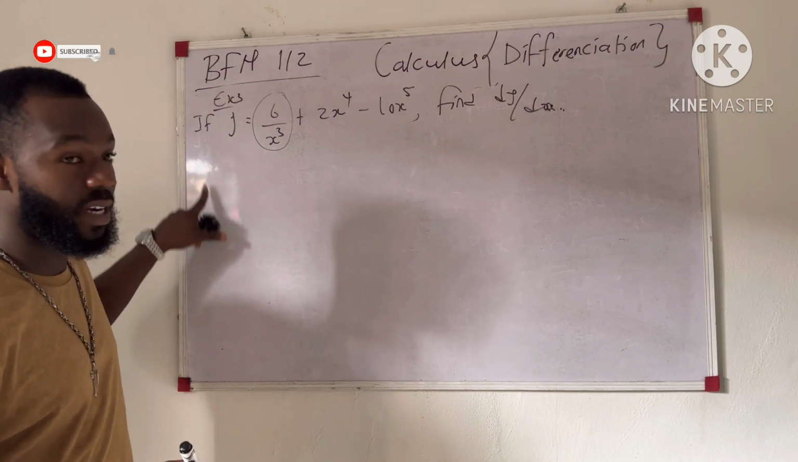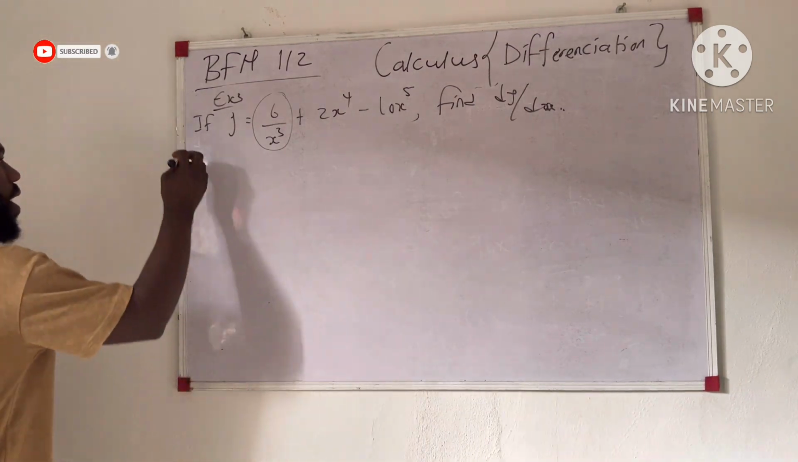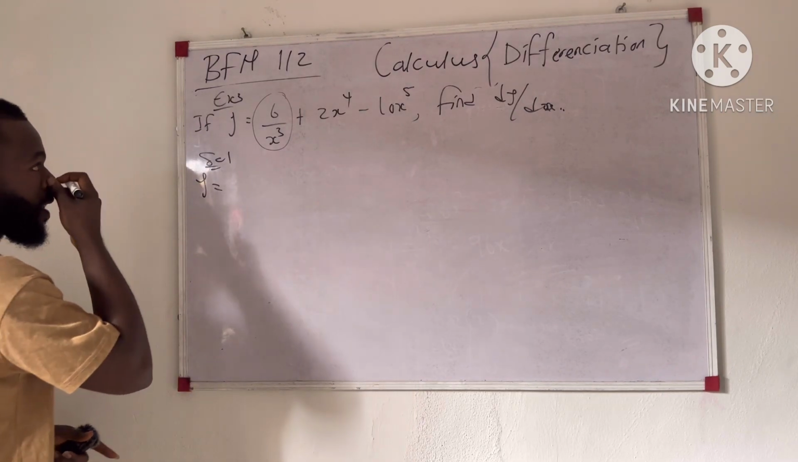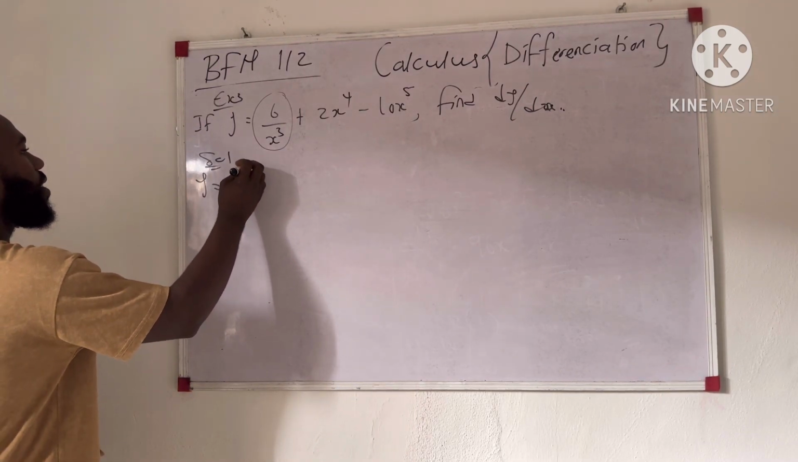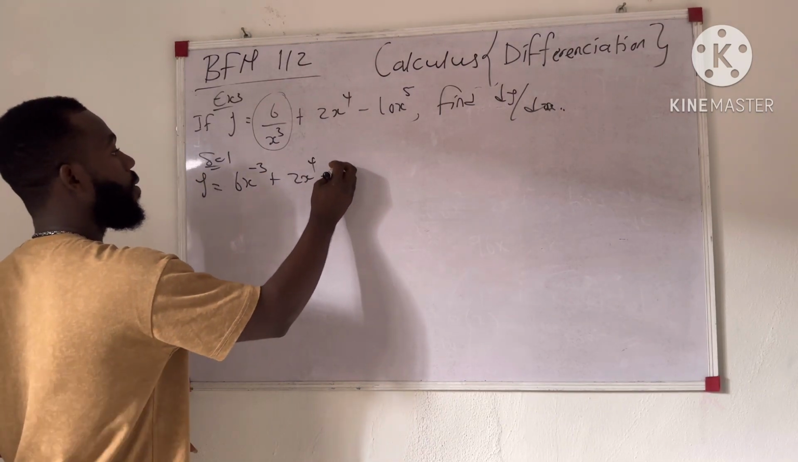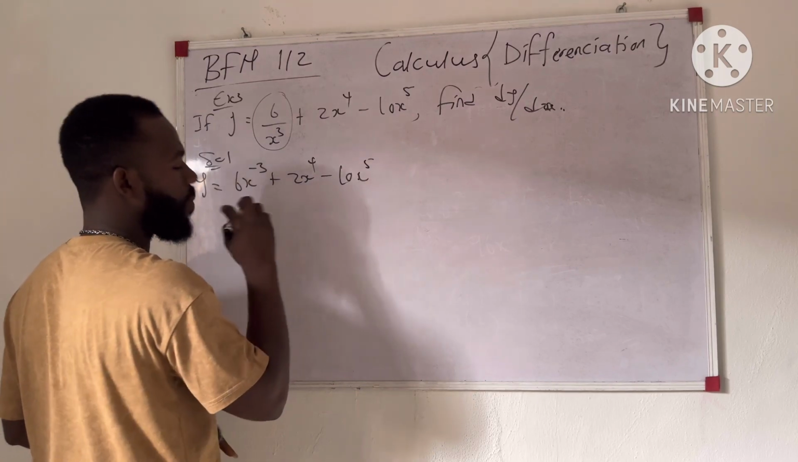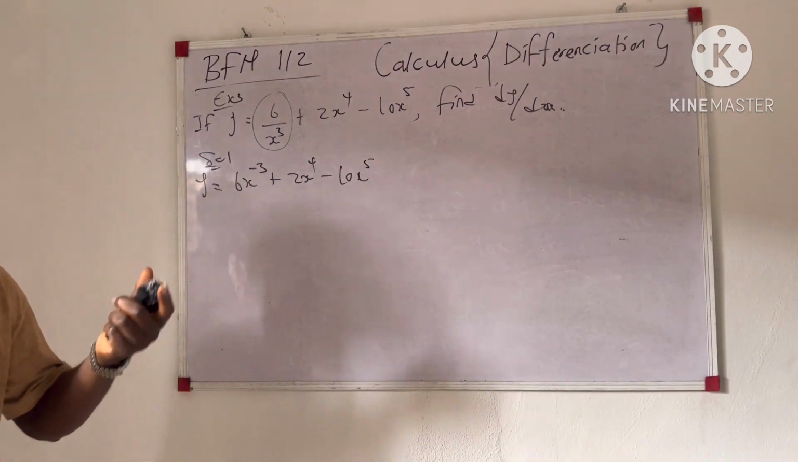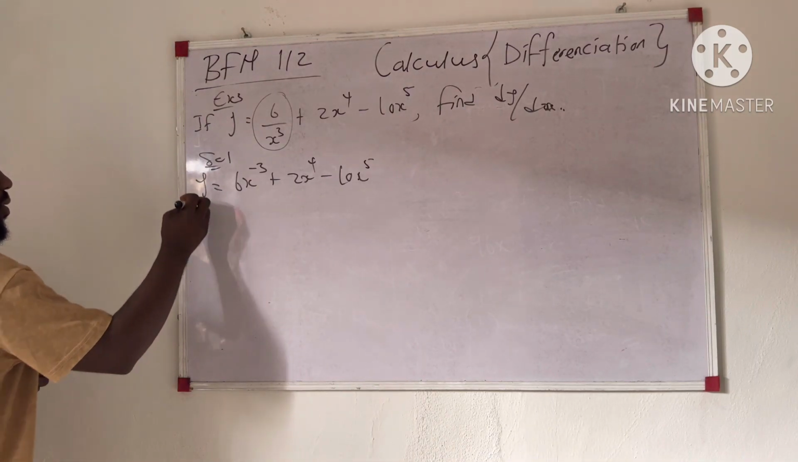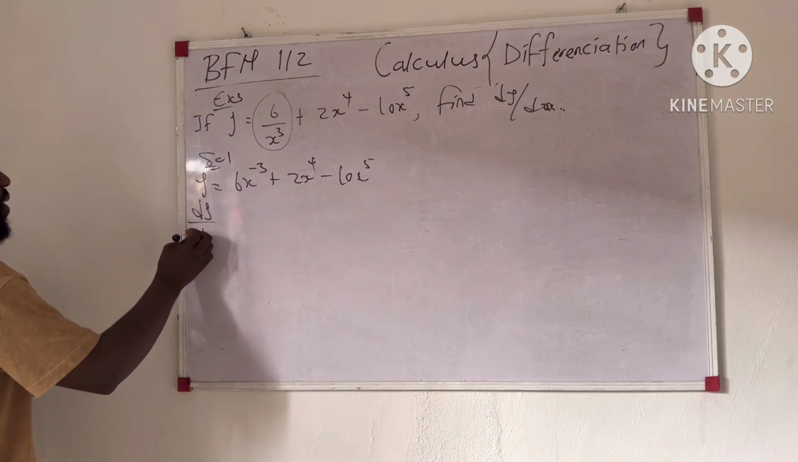At this point we are not differentiating. You can't write dy over dx because we are not differentiating, so here we are still going to write y. So when x raised to the power 3 goes up, it becomes 6x raised to the power minus 3, plus 2x raised to the power 4 minus 10x raised to the power 5. Now, no more fraction, so we can differentiate. So let us solve now dy over dx.